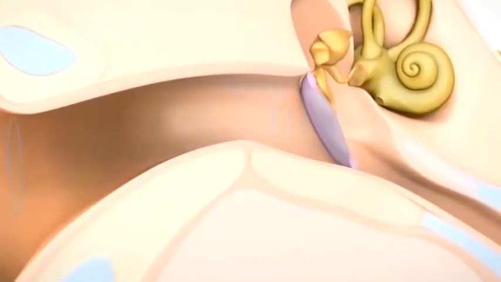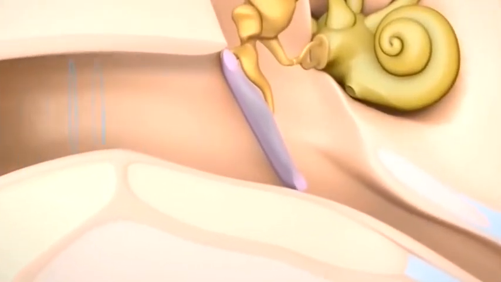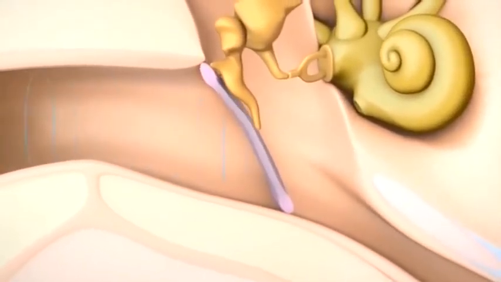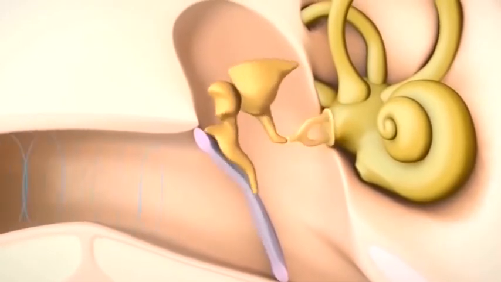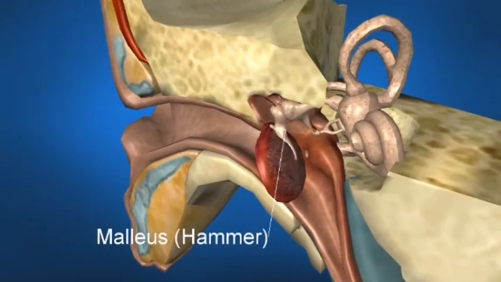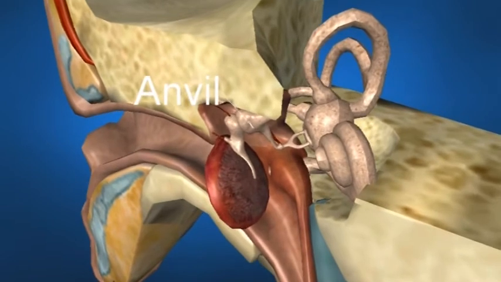There are three very small bones in the middle ear. These bones are called ossicles. Their three shapes are described as the malleus, also called the hammer, the incus, also called the anvil, and the stapes, also called the stirrup.